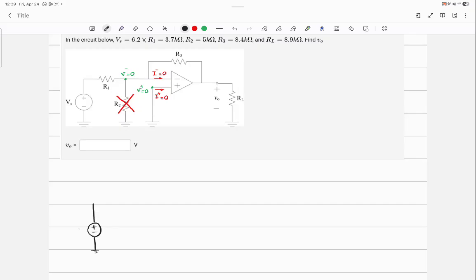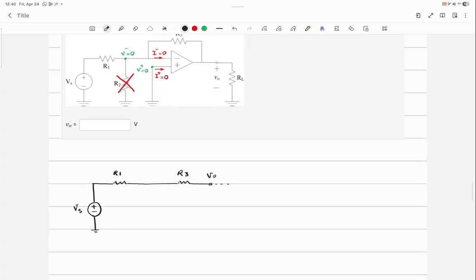Positive, negative, Vs. Where does it go then? R1. Then I have R3. Then I have VO. And I'm going to put something here, 3 dots, which means after VO, there are some things. For example, there is an RL, but I don't care about that. And you'll see why. You'll see that it's not going to affect my answer, okay?